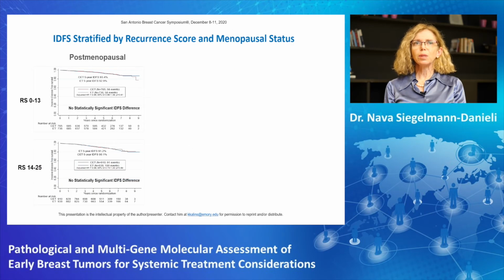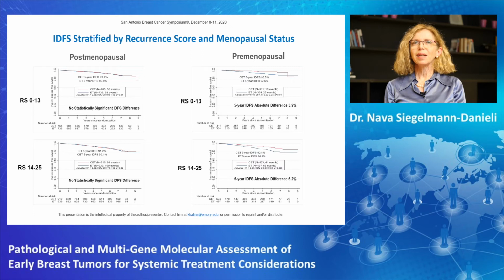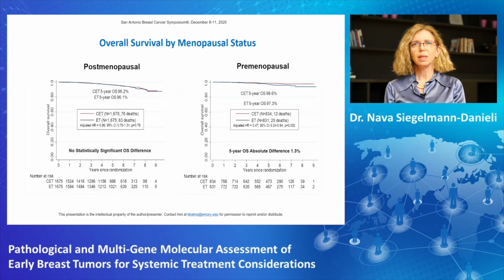And then they wanted to see if the number matters. So they looked at the recurrence score 0 to 13 or 14 to 25. And in the postmenopausal patient, it still didn't matter. And then in the premenopausal patient, all patients benefited from chemotherapy. And the overall survival benefit was already shown in the premenopausal patient by this follow-up.